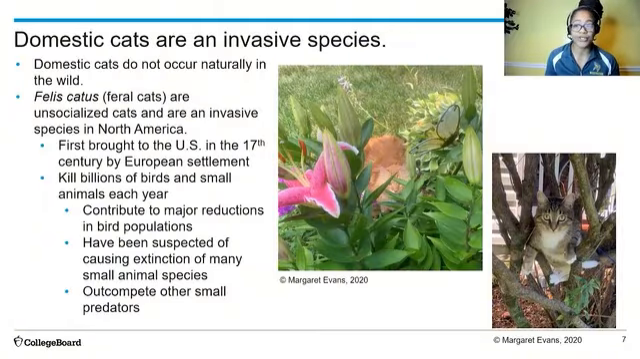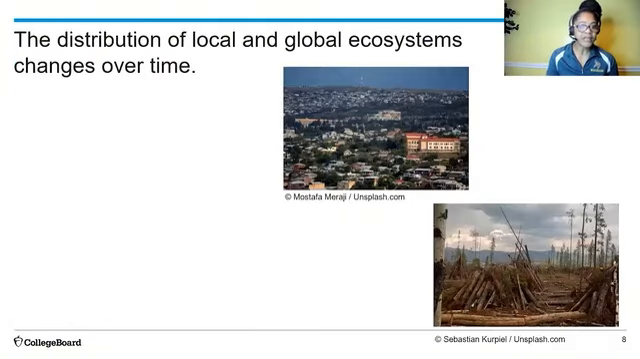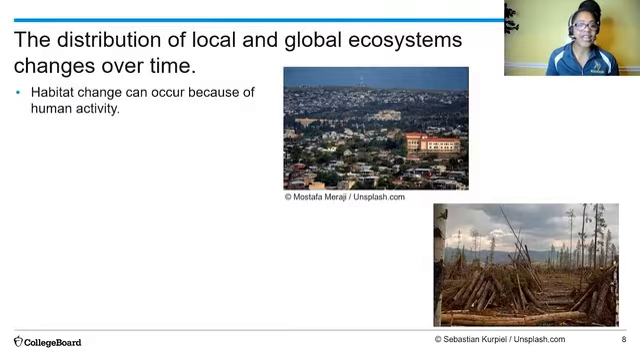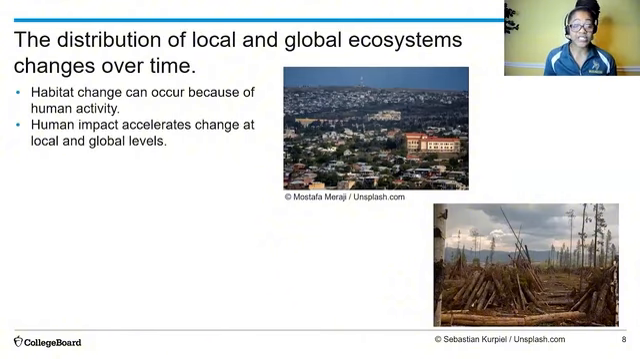The distribution of local and global ecosystems can change over time due to human activity. Habitat changes can occur because of the expansive reproduction of humans and accessing of resources. Human impact accelerates changes on both a local and global level. And so here we have a picture of a city. Clearly, it's a very crowded environment, and it definitely will impact the surrounding ecosystem.